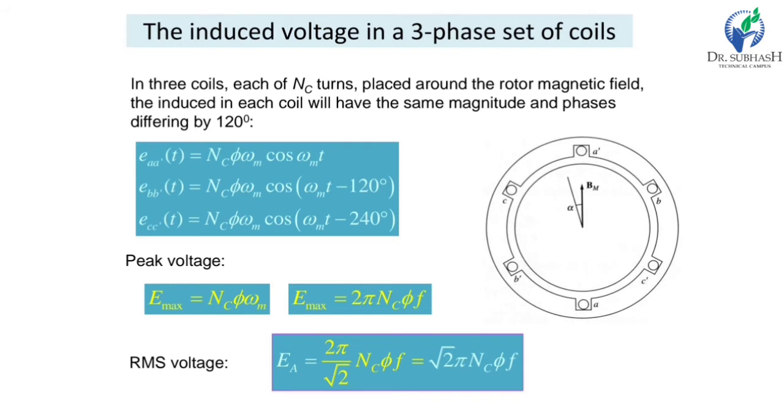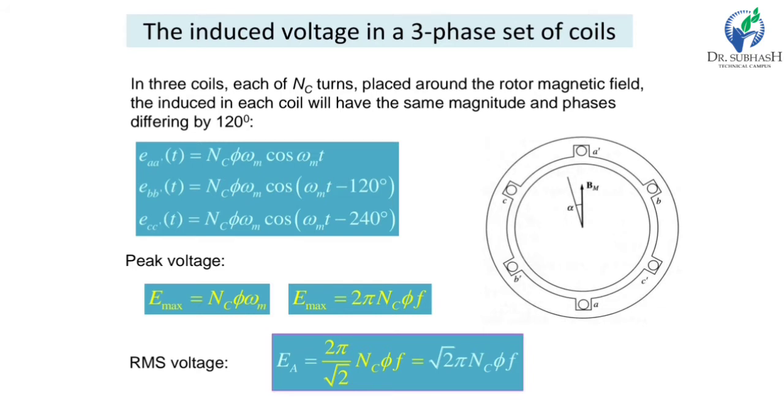So the 3-phase current can produce a field in the stator, and the resultant field can produce a 3-phase voltage in the stator of the machine. Now for the RMS voltage of the 3-phase stator, the maximum value of the voltage in any winding of the 3-phase stator is given by E max is equal to Nc phi omega_m, and as we know, omega is equal to 2 pi f.